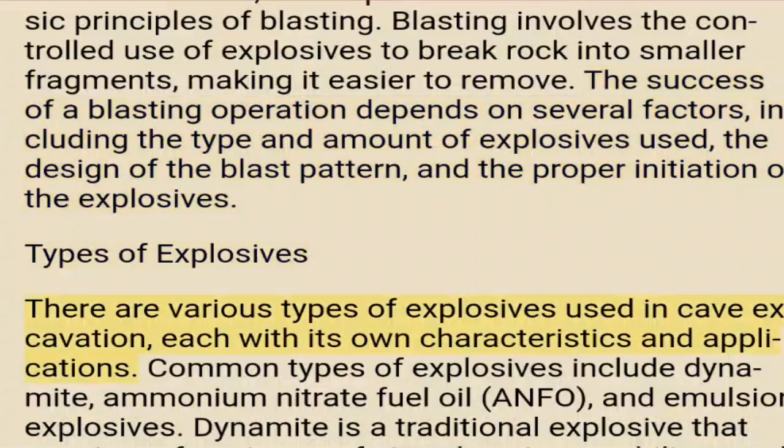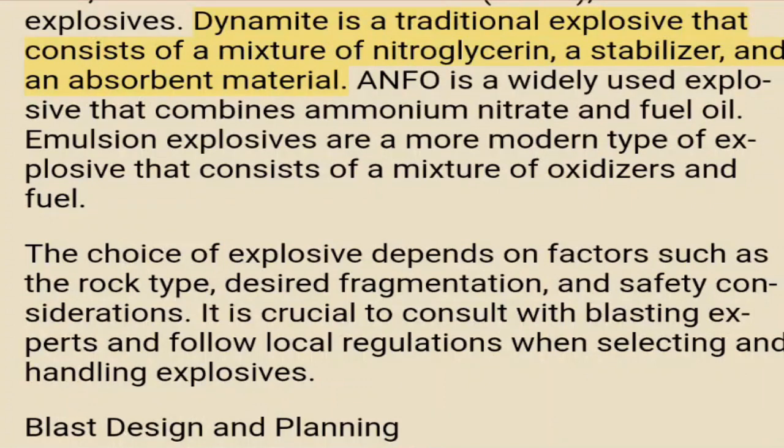Types of explosives. There are various types of explosives used in cave excavation, each with its own characteristics and applications. Common types of explosives include dynamite, ammonium nitrate fuel oil (ANFO), and emulsion explosives. Dynamite is a traditional explosive that consists of a mixture of nitroglycerin, a stabilizer, and an absorbent material. ANFO is a widely used explosive that combines ammonium nitrate and fuel oil. Emulsion explosives are a more modern type of explosive that consists of a mixture of oxidizers and fuel. The choice of explosive depends on factors such as the rock type, desired fragmentation, and safety considerations. It is crucial to consult with blasting experts and follow local regulations when selecting and handling explosives.